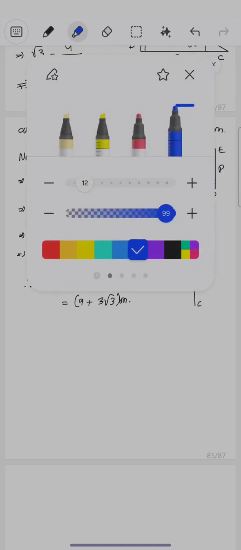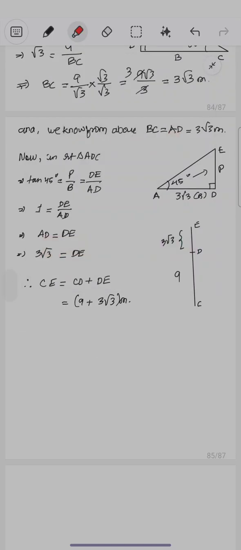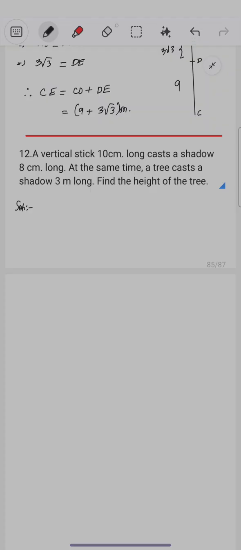Now question number 12. In this equation we solve, chapter 7 is the basis. In chapter 7, similarity of triangles, we apply the theorem. Let us draw the diagram.